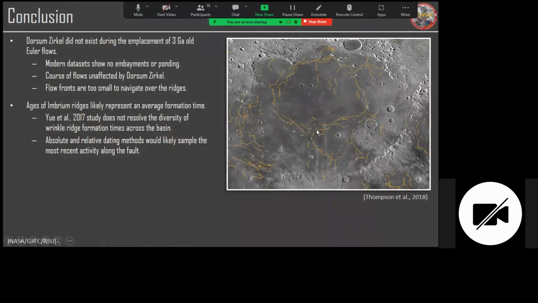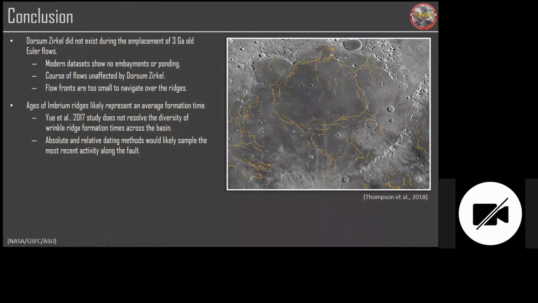So in conclusion, we suggest that Dorsum Zirkel did not exist during the emplacement of the Euler flows. Looking at modern data sets doesn't show any type of embayments or any type of pooling. And like I just mentioned earlier, the course of the flows is unaffected by Dorsum Zirkel whatsoever. Those flow fronts are only tens of meters in height, whereas Dorsum Zirkel is over 100 meters.